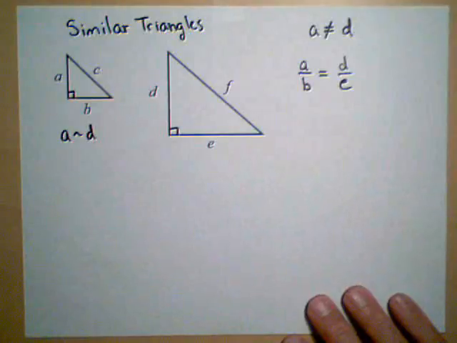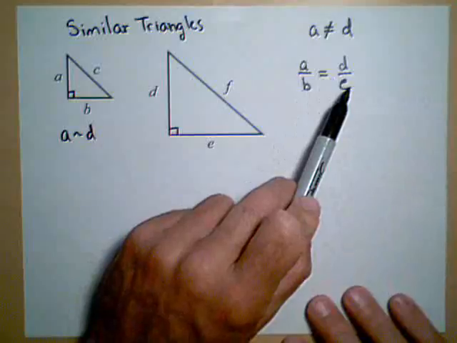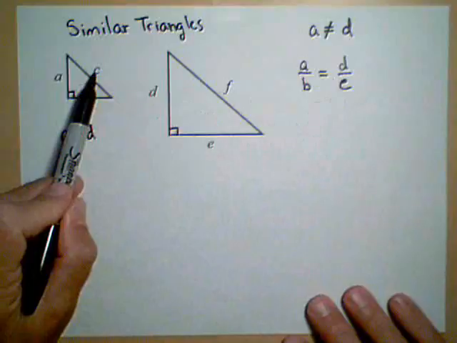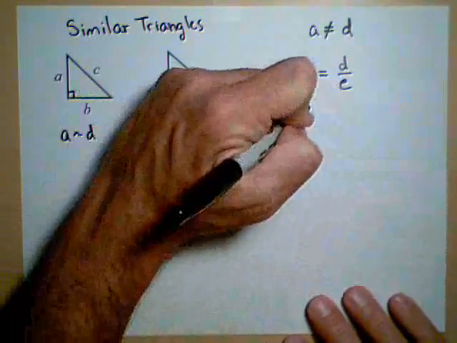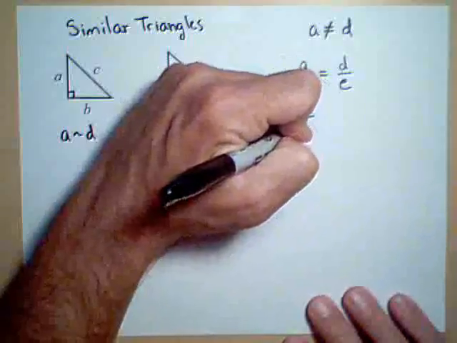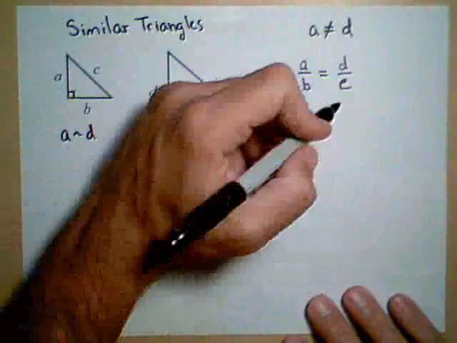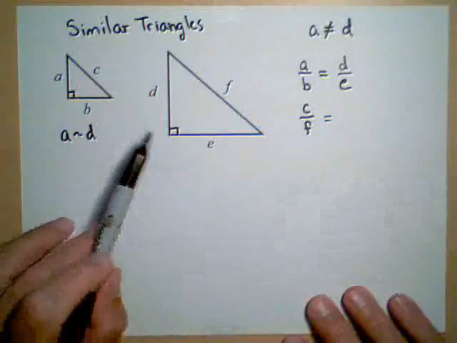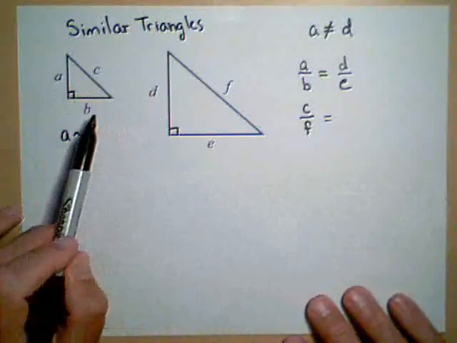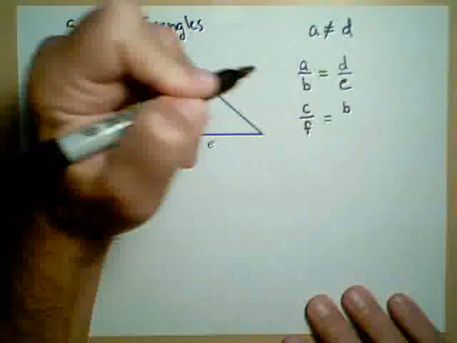There's another way we could set up our proportion. Now I did it, small triangle over big triangle. But it turns out we could actually do, let's say we wanted to do side C, which corresponds to side F. Then I could look at the ratio of C over F. That'll be equal to a ratio of other corresponding sides. I could do A over D or B over E. So let's do B over E.